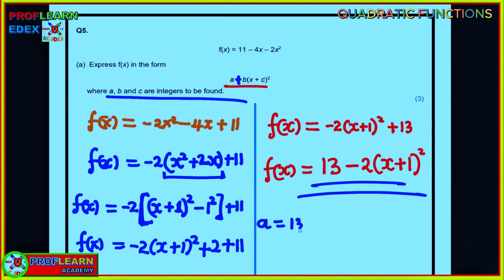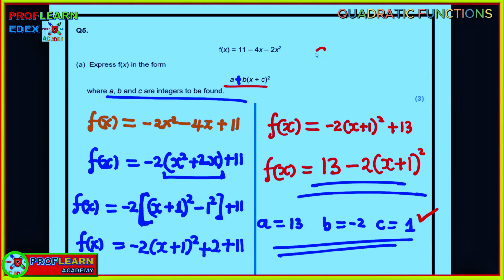Our a is 13, our b is -2, our c is 1. That's what the final answer will look like, because you are told constants are to be found. So we have to list our final answers like that. In the event this was minus b, then your answer will have been b equals 2.